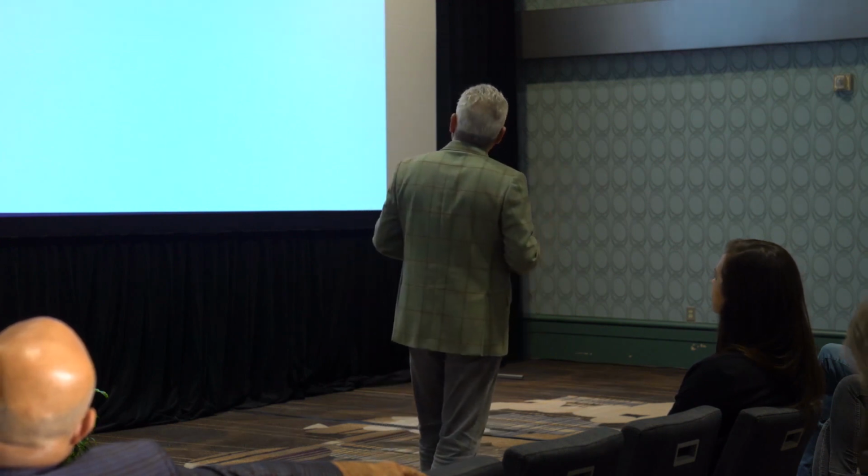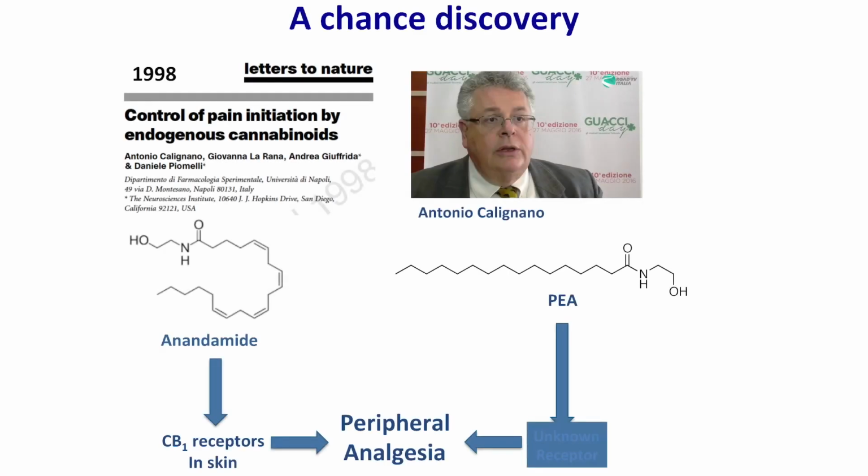just by chance. In fact, I was working at the time with Dr. Calignano. This is his photograph here. He's got more white hair than he did back then, but pretty much looks the same. And what we were interested in actually had nothing to do with PEA. We were studying anandamide. Anandamide is an endogenous cannabinoid molecule. So it's a molecule that naturally mimics tetrahydrocannabinol, or THC, in the cannabis flowers and the cannabis leaves. And we make it. Animals make anandamide. And the way anandamide works, it activates cannabinoid receptors, just like THC does.